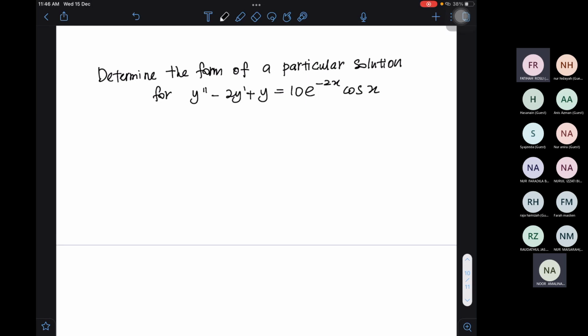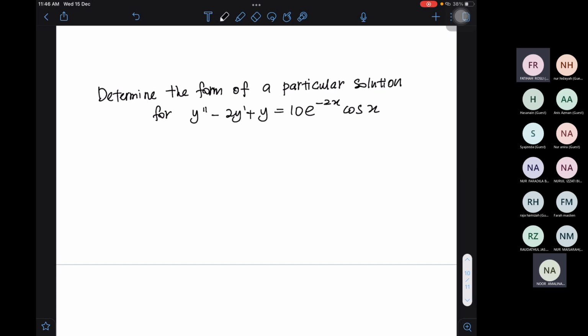Okay, ada soalan ke untuk hari ni? So, boleh tangkap gambar, boleh snap gambar yang ni. Determine the form of a particular solution for y double prime minus 2y prime plus y equal to 10 eksponen negatif 2 at cos x. Okay, so dia nak suruh kita cari YP, form of YP. Tak payah solve, tapi cari form of YP.